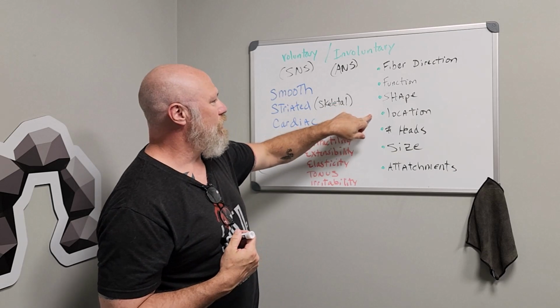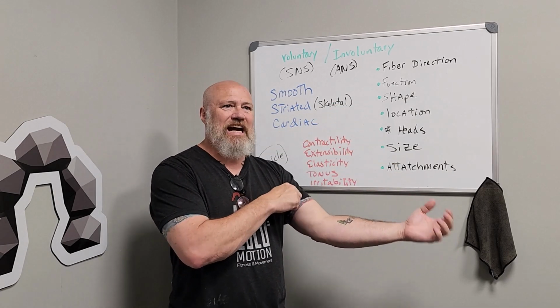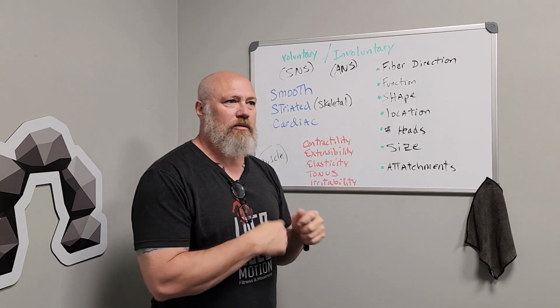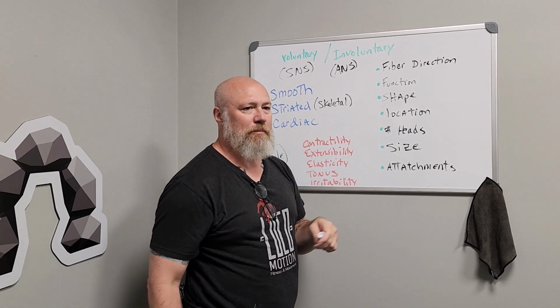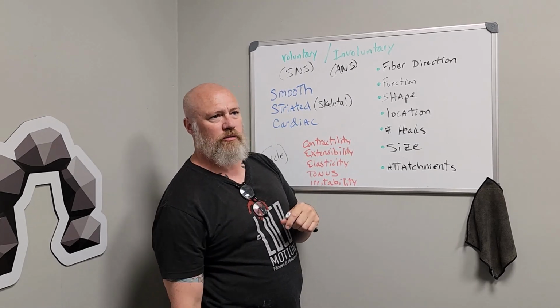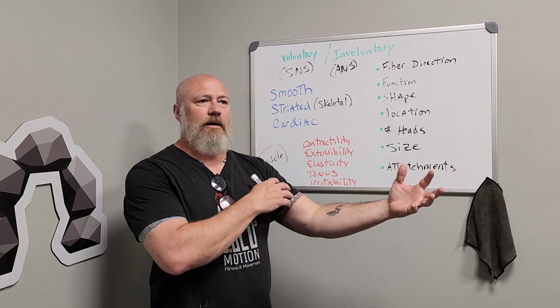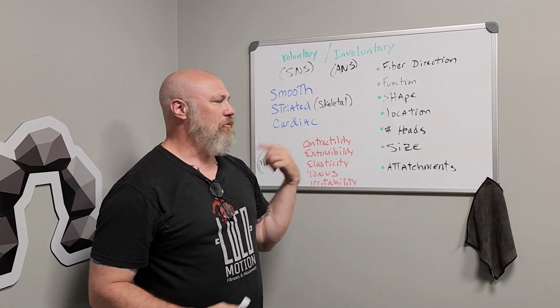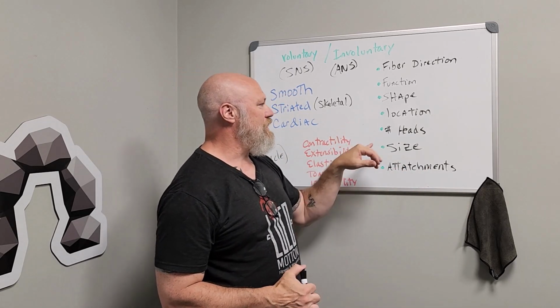We can name them by their location. My biceps brachii. The biceps brachii would be different than my biceps femoris. Femoris refers to the femoral or thigh. Brachii refers to the brachium or the arm. So we can identify by location.